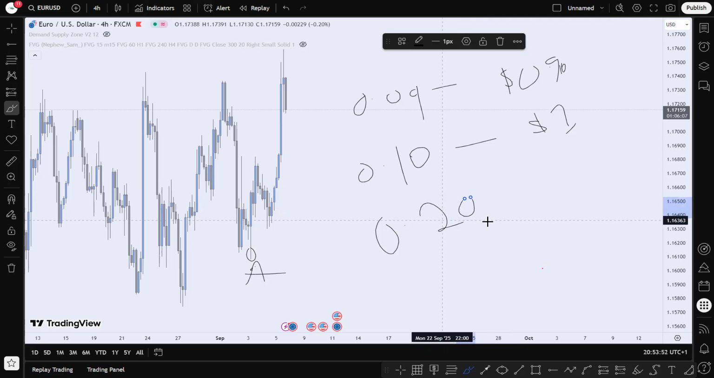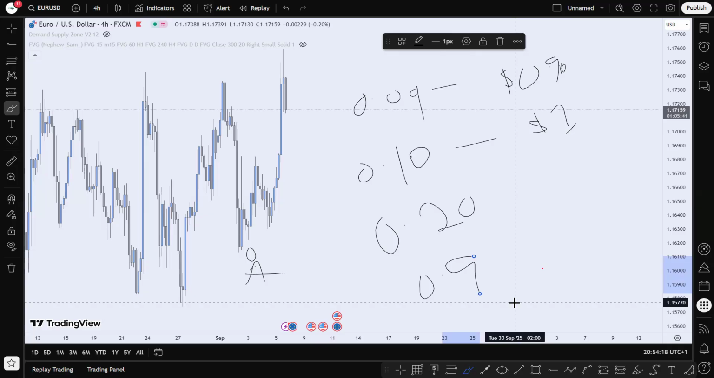So now there's the 0.20 lot size. 0.30, 1 pip $3, 0.40, 1 pip $4, 0.5, 1 pip $5, and the list continues like that. Up until we get to 0.9. Can anybody take a guess? What would 0.9 lot size be?